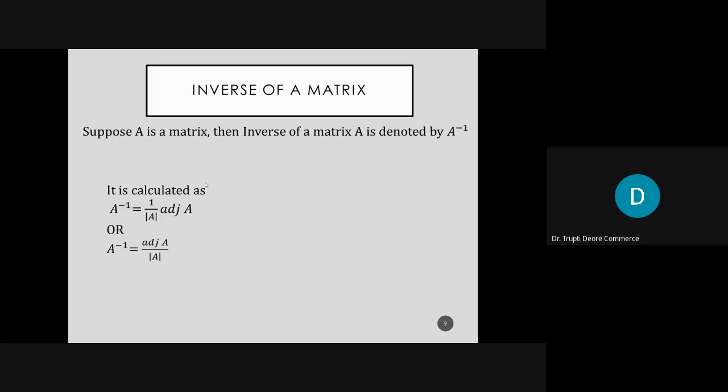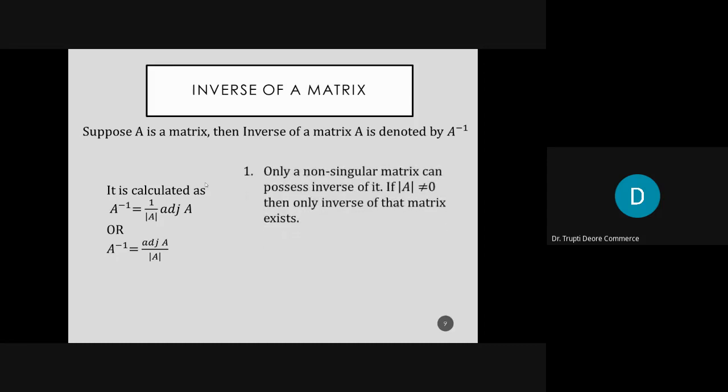So first, while calculating the inverse of a matrix, we'll see the properties of matrices, that is, which matrix can have an inverse. So first you have to check the possibility. If the inverse exists, only then will you go for further calculation. So what are these properties? The first one: only a non-singular matrix can possess an inverse. It means if the determinant is not 0, only then does the inverse of that matrix exist.